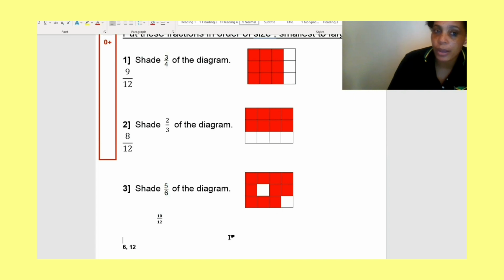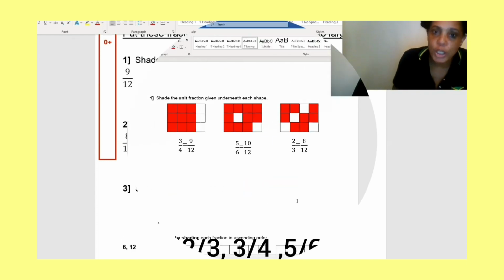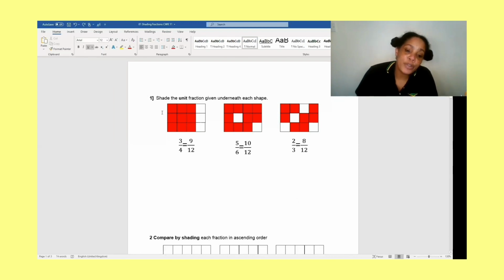Now we can compare them. We can use these new fractions because in this case, they're all out of 12. These are what we call equivalent fractions. So 3/4 is the same thing as 9/12, 2/3 is the same thing as 8/12, and 5/6 is the same thing as 10/12. Now we're able to compare them. Here we have equivalent fractions: 3/4 being 9/12, 5/6 being 10/12, and 2/3 being 8/12.